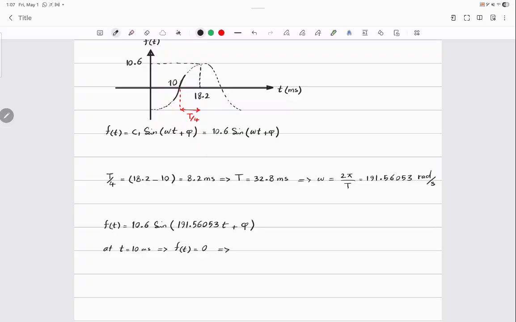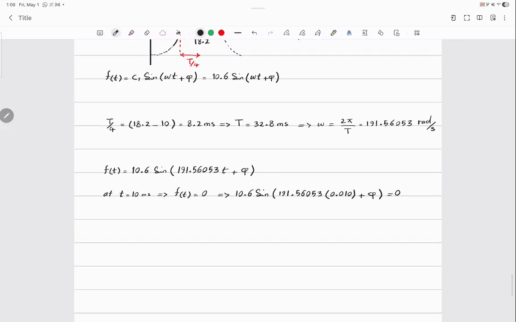So if I plug the values in, 10.6 sine of 191.56053 times 0.010, which is 10 milliseconds, plus phi, that should be equal to 0, right?